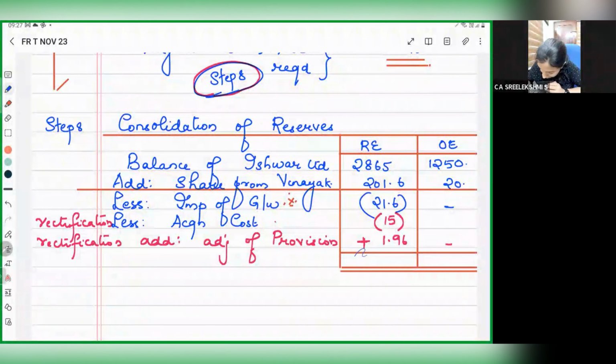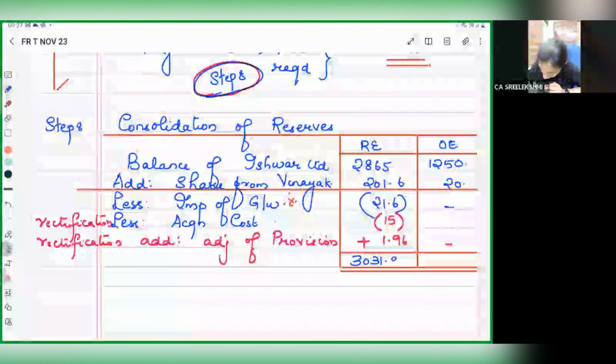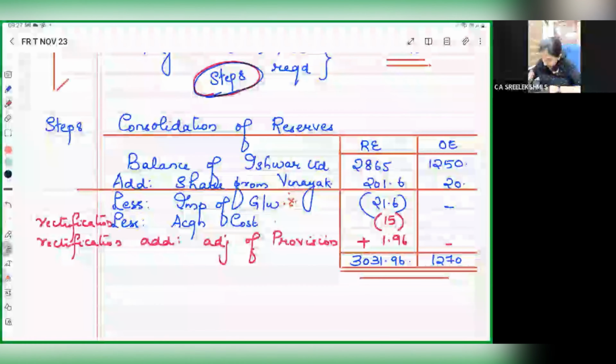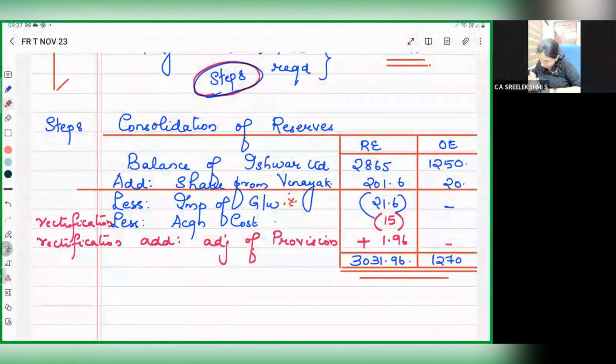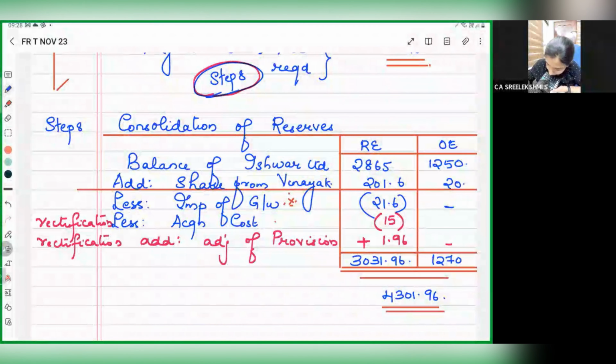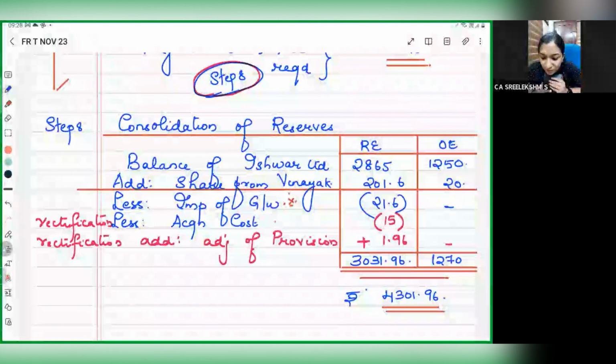$3031.96. 3031.96 and 3031.96 is the 1276. The total other equity, here itself I am taking 4301.96. Other equity. Okay.